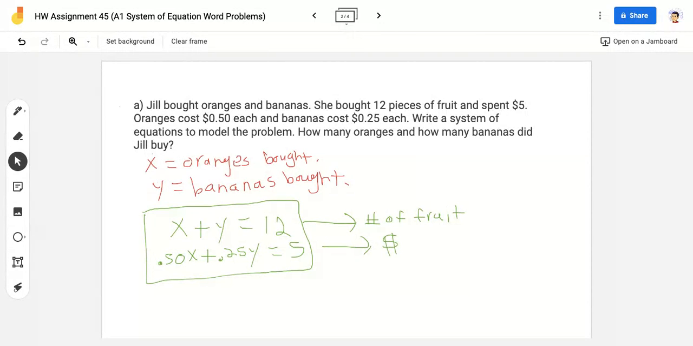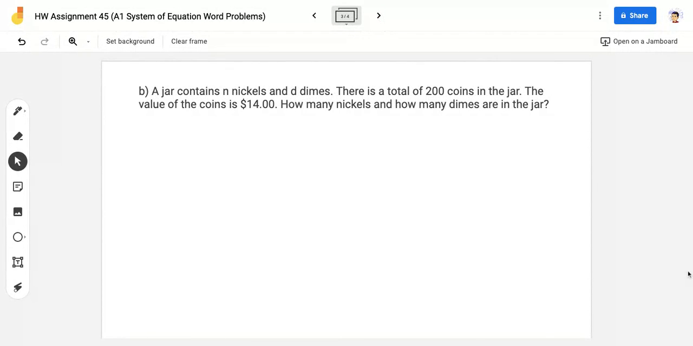Let's take a look at the second one. A jar contains N nickels and D dimes. There's a total of 200 coins in the jar. The value of the coins is $14. How many nickels and how many dimes are in the jar? So for this system, we're going to identify what our variables are. N is nickels, and D is going to be dimes.